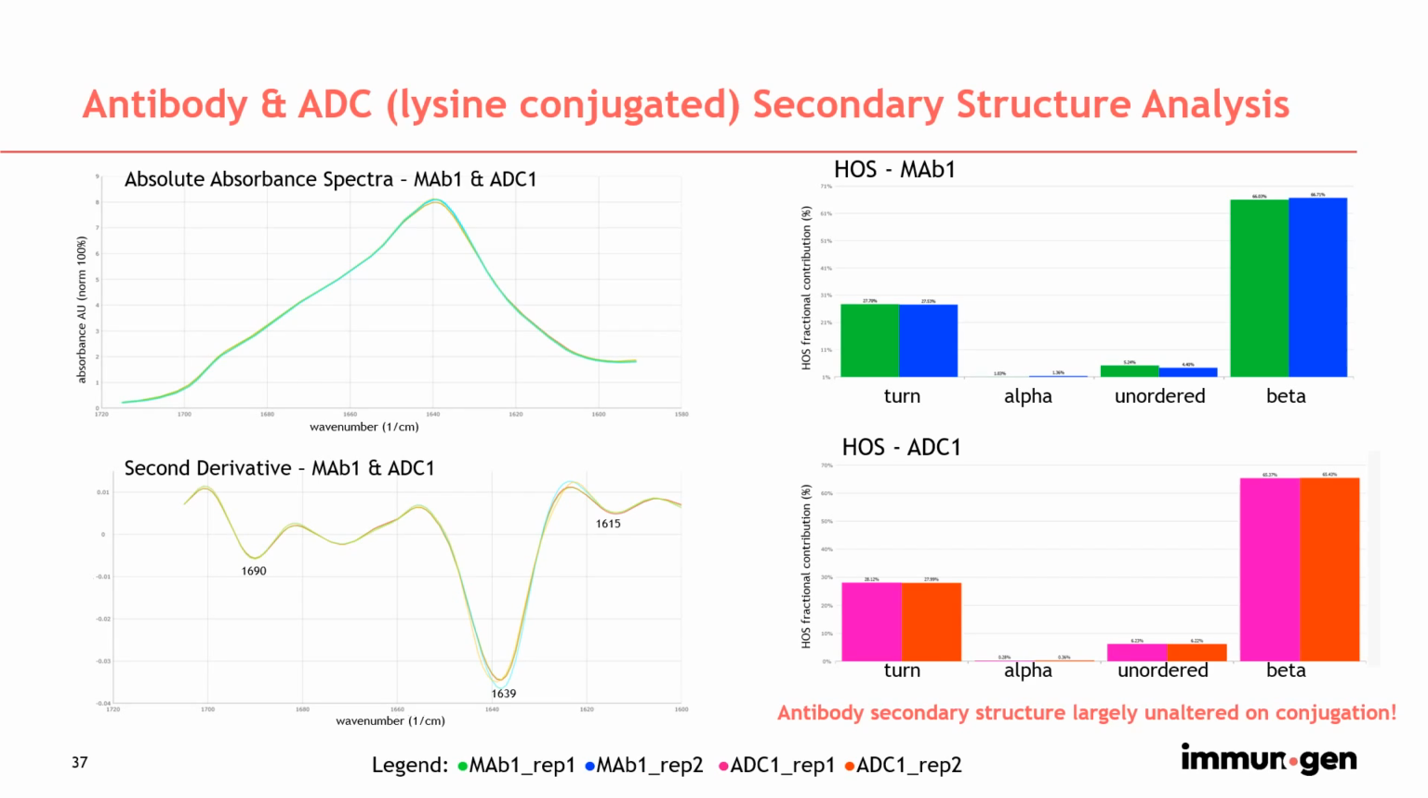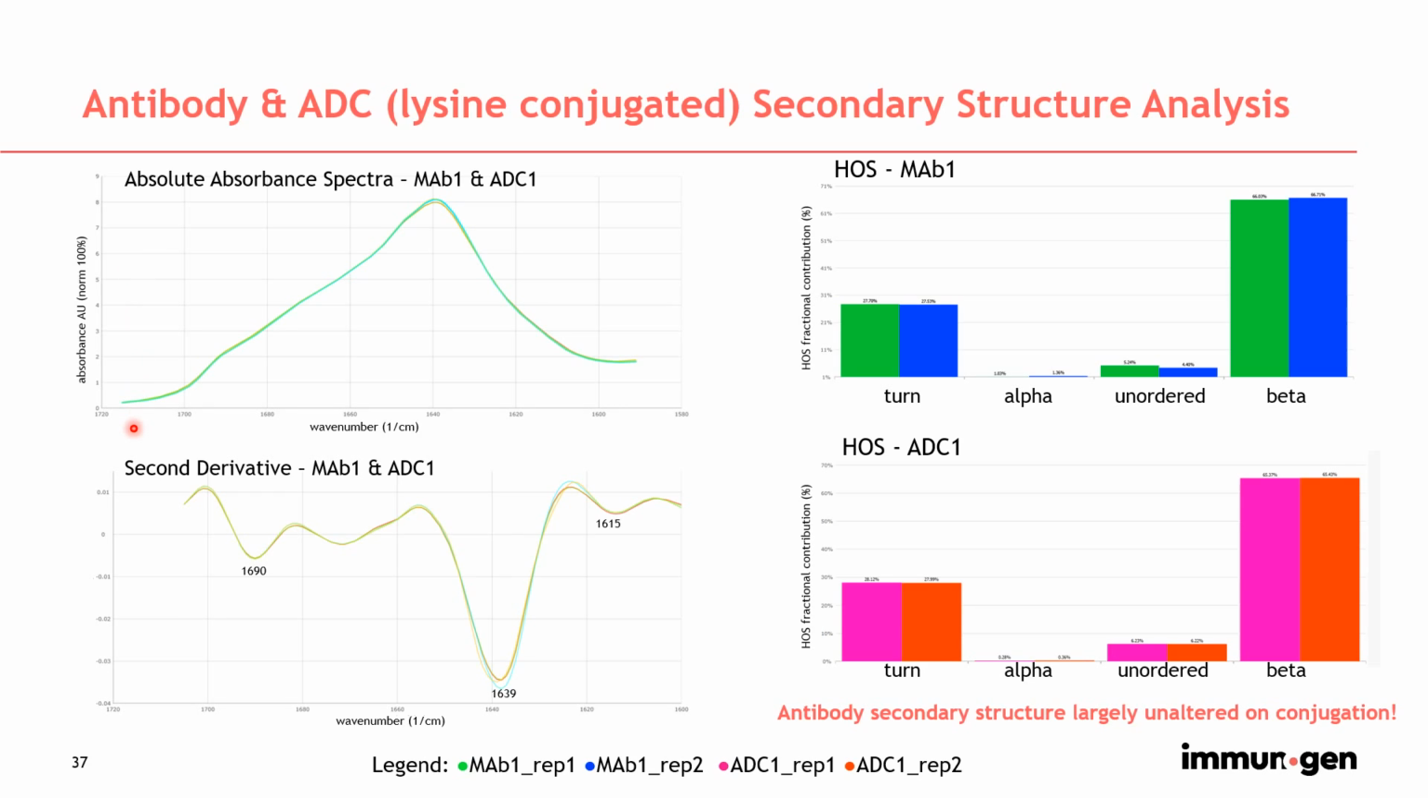To begin with, we used MMS to look at the secondary structure of an antibody and its corresponding lysine-linked ADC. In the top left figure, you have the absolute absorbance spectra obtained by MMS for an antibody and its corresponding ADC. As you may notice from the nature of the overlay, there was excellent reproducibility between the replicates of the data for the antibody and the ADC.